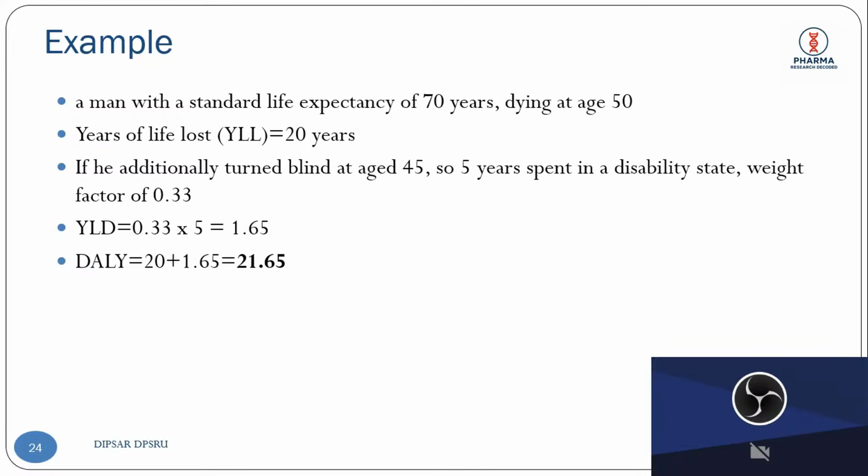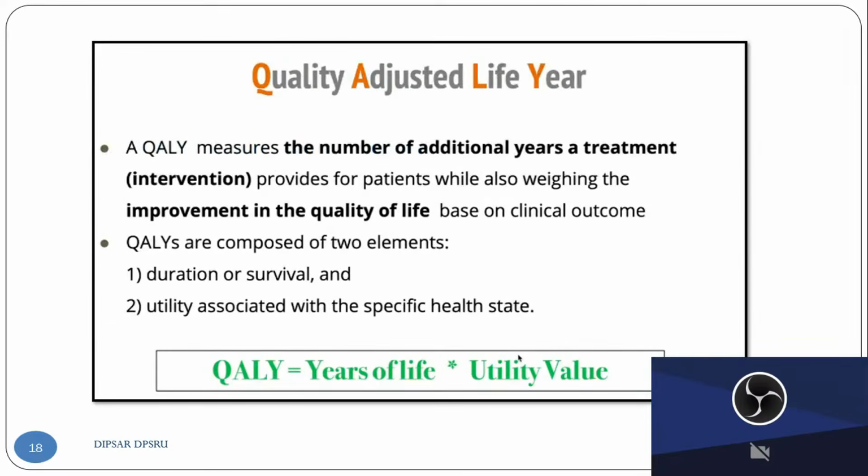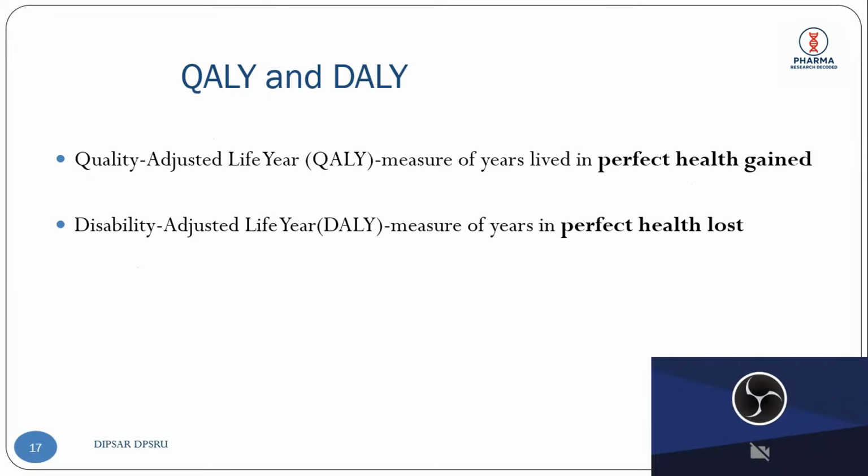तो DALY and QALY समझ आ गया? Again I am repeating, QALY में क्या था? In QALY we are talking about year of life multiplied by utility value. That's it. That is your QALY, right? So year of life अगर 1 साल है, 2 साल है, 6 साल है, and utility values. So that means QALY means measure of years lived in the perfect health gain, and measure of years in the perfect health lost is DALY.